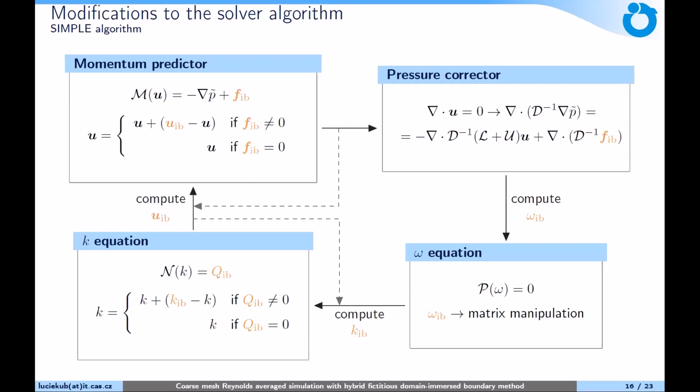Then there's the pressure corrector step, it's the same. Then there is still the omega equation, where after the discretization, the matrix manipulation takes place. Then the omega equation is solved. Then the solver goes to the k equation, where once again we have a posterior correction and inner iteration loop. And well, the reason why there are those iteration loops is just for stability. It does not affect the solution. So like this, we can compute Reynolds average simulation with immersed boundary.